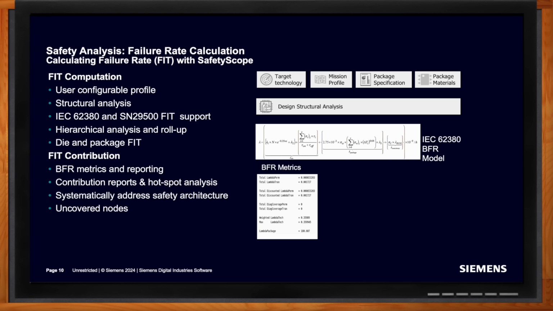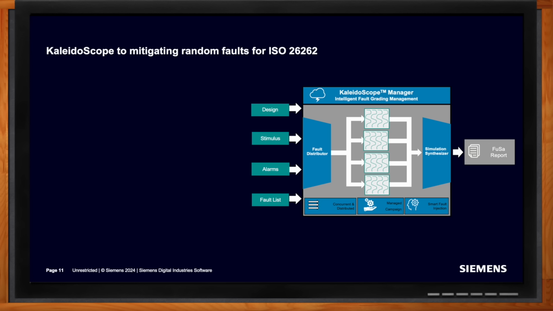So earlier you mentioned Kaleidoscope as well. What kind of benefits are we looking at for this aspect of the platform? Even though you have safety scope to do an analysis early in the design, right, and help you get to that optimal safety architecture, most customers still do fault injection to prove that they've reached their ASIL level, and that's to get their certification.